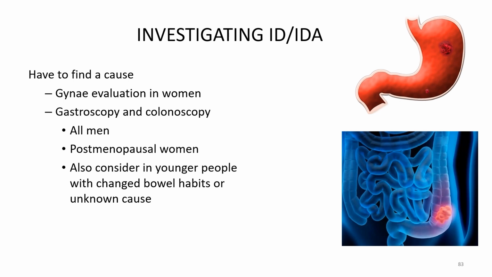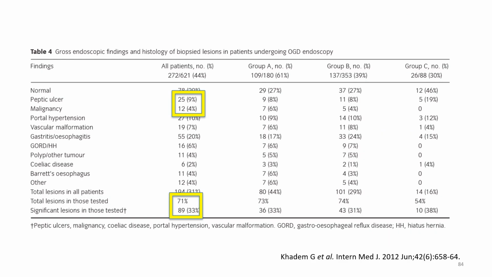It is also important to notice how common diseases of both the upper GI tract and the lower GI tract are. In this example, you can see that of patients who were referred for upper endoscopy, 9% had peptic ulcers, 4% actually had cancer, and in 33% of cases, there were significant lesions that required therapy.